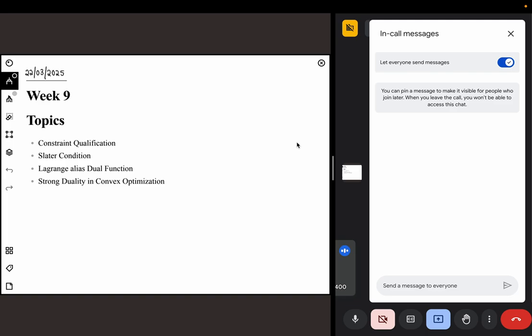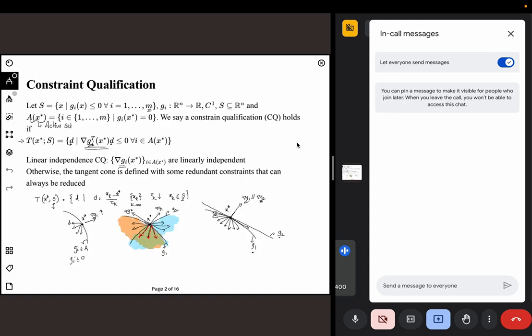To quickly summarize what we have discussed, we discussed the concept of constraint qualification, which essentially tells us that the way we define the tangent cone should not have any constraints that are redundant. So how do we remove the redundancy? We gave multiple different qualification theorems. The first one just says that the gradient should be linearly independent. That will ensure that duplicates like this will not arise.